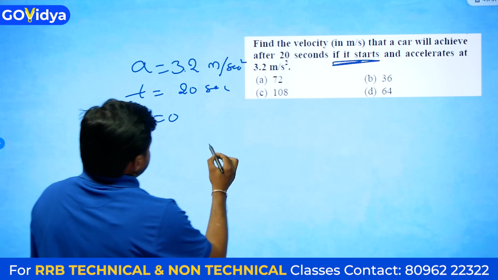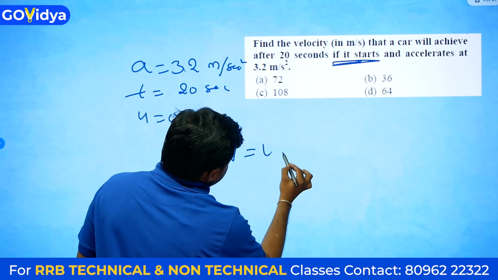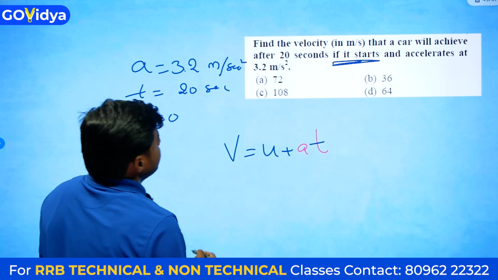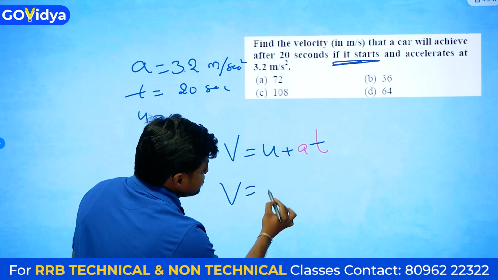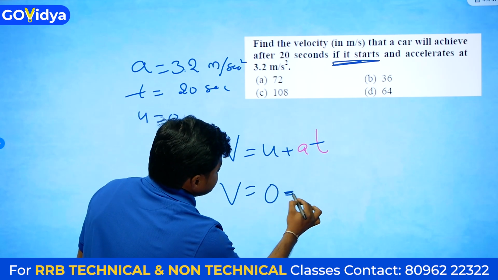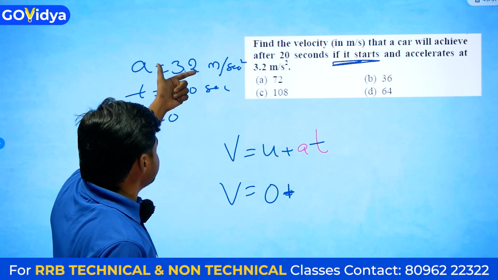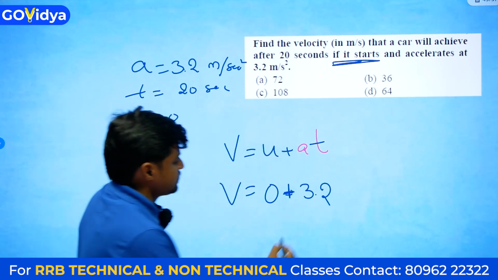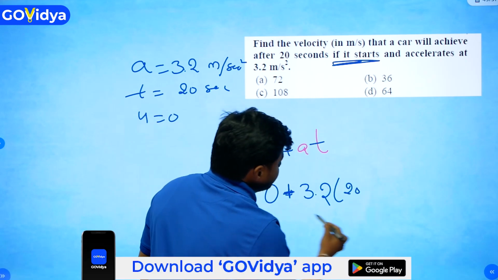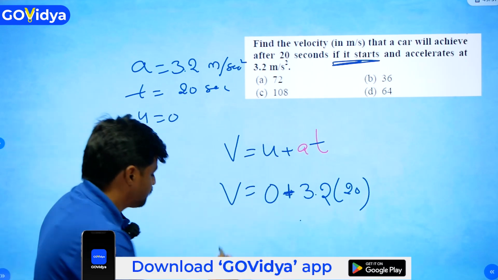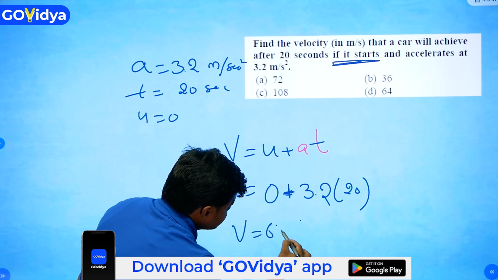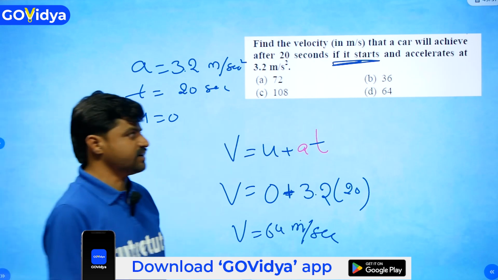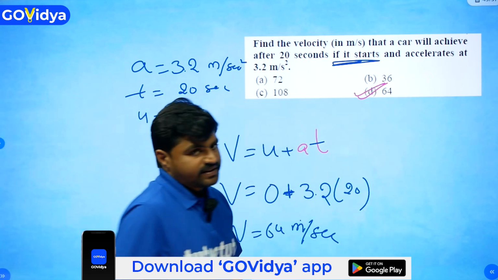We know that V is equal to U plus AT. We have to find velocity V. Initial velocity is 0, acceleration is 3.2, and the time is 20 seconds. 3.2 into 20 will become 64. V is equal to 64 meters per second. From the options, option D is the correct answer. Next question.